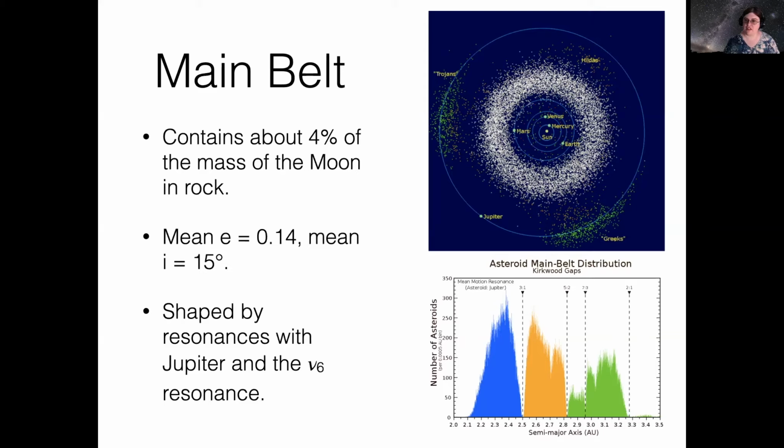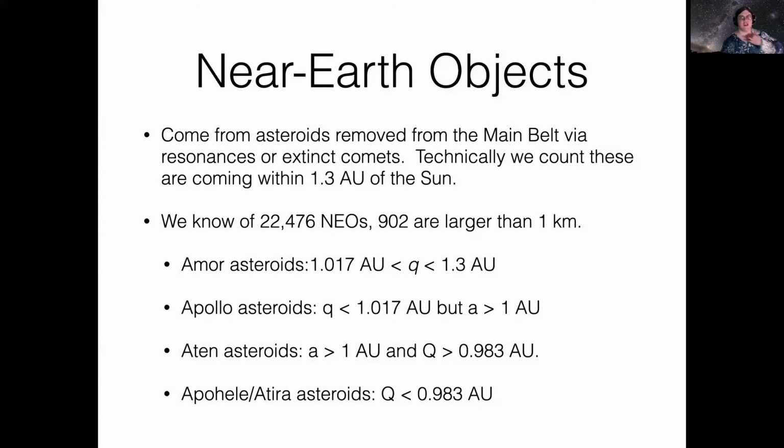The inner edge is a little weirder. It's shaped not by an exact resonance with Jupiter, but by one of those secular resonances. And again, we talked about this way in the beginning of the term. Okay, now let's talk about near-Earth objects.